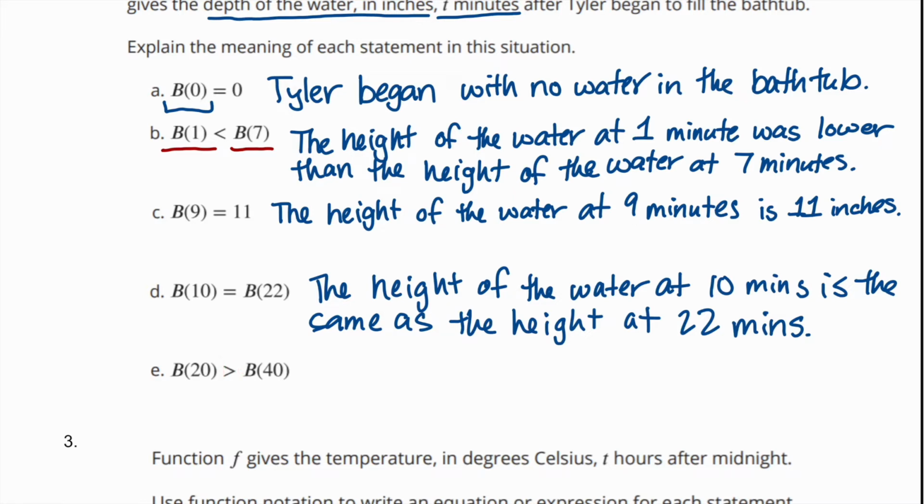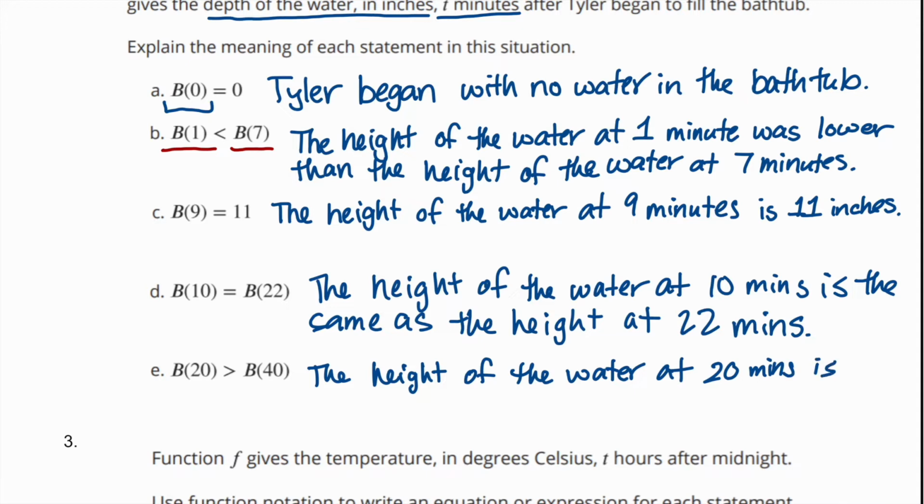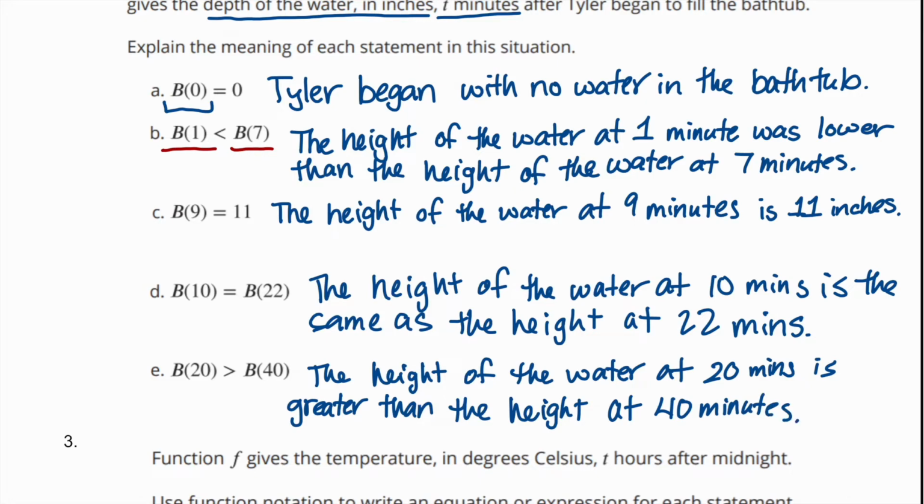So the height of the water at 20 minutes is, we can say higher, I'm going to say greater than the height at 40 minutes. And that's it for question 2.